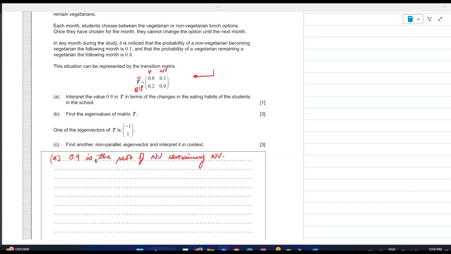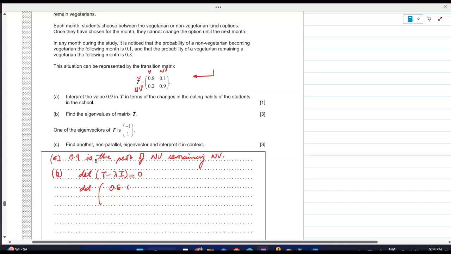Yeah, so we find the eigenvalue. What we do is set the determinant of T minus lambda I equal to 0. You have to find it. So the determinant of T minus lambda I, with lambda 0 0 lambda, and 0.2.